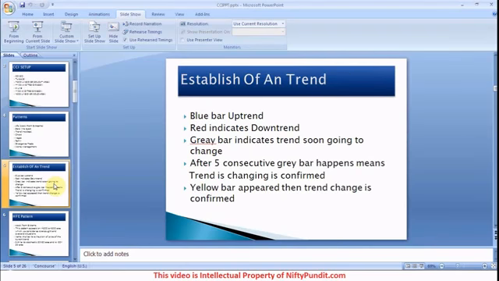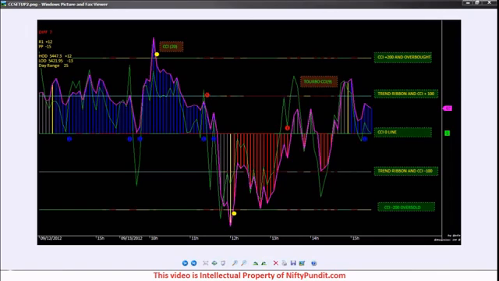Before that, we'll see what the CCI bar represents. This blue bar represents uptrend. Red bar represents downtrend. This gray bar represents the trend is soon going to change, and this yellow line represents the trend has changed successfully. This gray bar appears after 5 consecutive closes below the zero line or above the zero line.